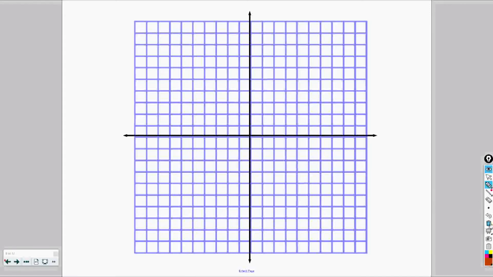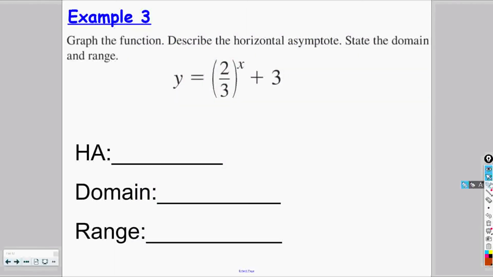Keep forgetting to go to the pen. Our horizontal asymptote is y equals 3. The domain is all real numbers. We can plug anything in and get some value out. And then for the range, this thing was greater than 3, like we saw in the graph. All right, moving on.